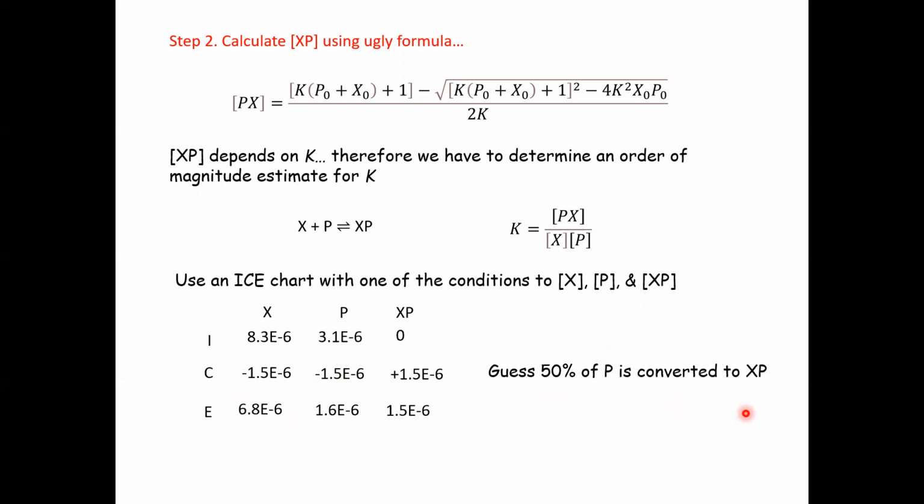You then add up the initial and change, and you get the amount that's present at equilibrium, 6.8, 1.6, and 1.5. And now I have at least some guess for what these concentrations might be that feed into the equilibrium equation. So all you have to do is insert the numbers. I input them here. You do your math, and at the end of the day, I get an order of magnitude estimate that says K should be on the order of 1.4 times 10 to the minus fifth.